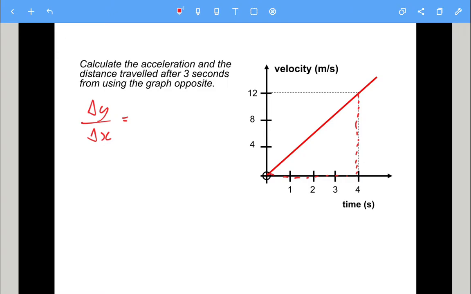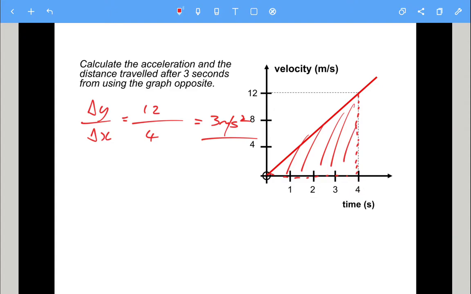And the change in y there is between 0 and 12. So change in y is 12 divided by the change in x, which is 4 seconds. So that will give us 3 meters per second squared of acceleration. And then the distance travelled. The distance travelled, remember, is the area under the graph.